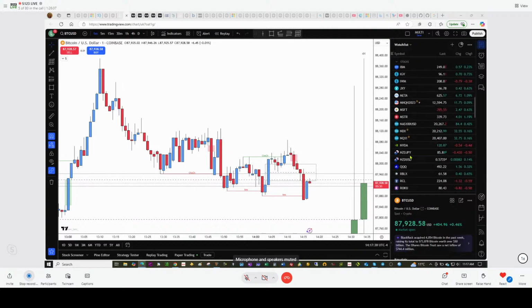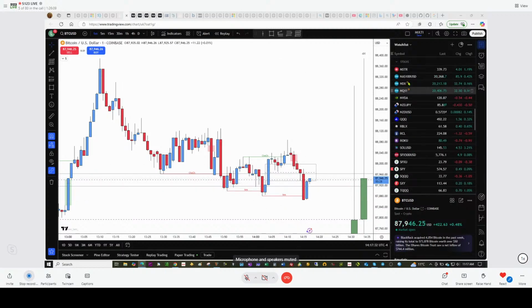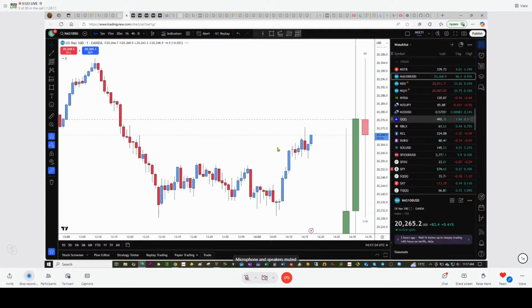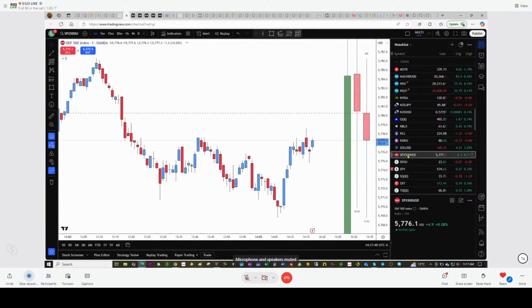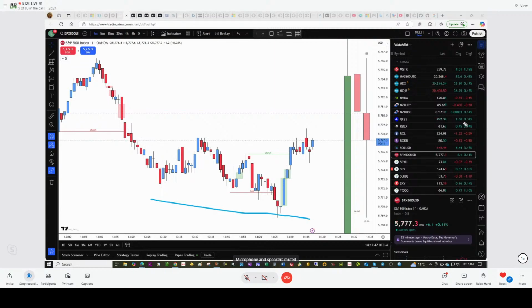Okay, so NAS. Yeah, so did they take that low? No, they didn't take that low out. S&P take that low out? Yes. So we have divergence, big divergence here. Yeah. On S&P and the NAS, interesting.